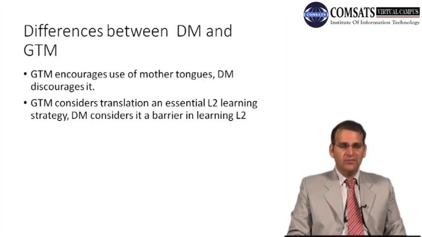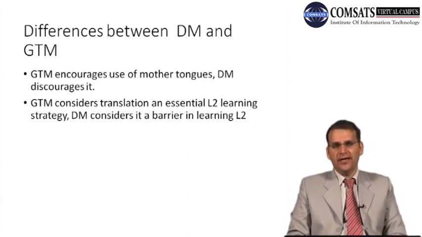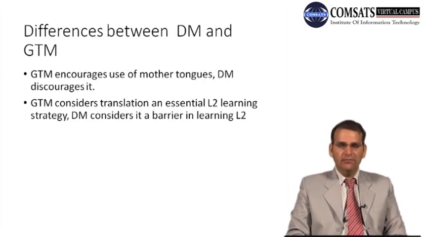The second is that GTM is of the view, the method says, that L1 helps us in learning L2. Fine, L1, language 1. L2 means the target language. L1, the mother tongue. GTM, the grammar translation method, is of the view that if you want to learn the target language, L1 does help. Whereas the direct method negates it. The direct method says no, L1 interferes. L1 becomes a barrier in learning L2.